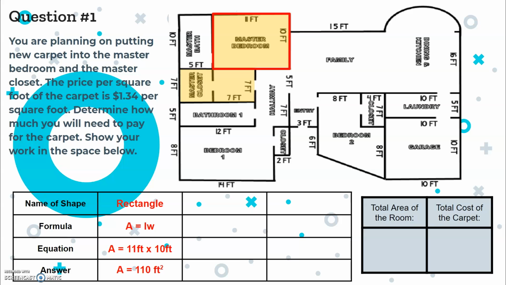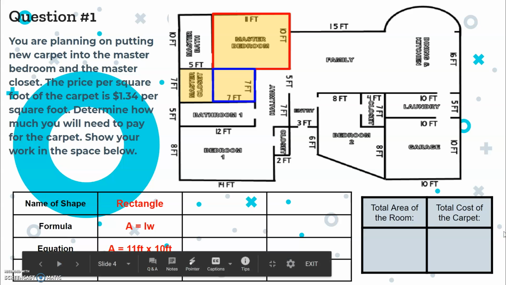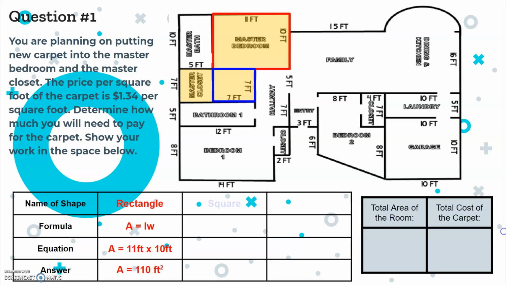rectangle. Okay, so the next shape that I'm going to identify is this shape right here. It's the other part of the master bedroom, and that actually is a square. How do I know it's a square? Because one side is 7 and the other side is 7 feet. When I have two sides like this, my length and my width are both 7 feet, I know that the other two sides are 7 feet as well. And if each side is the same, that's a square.